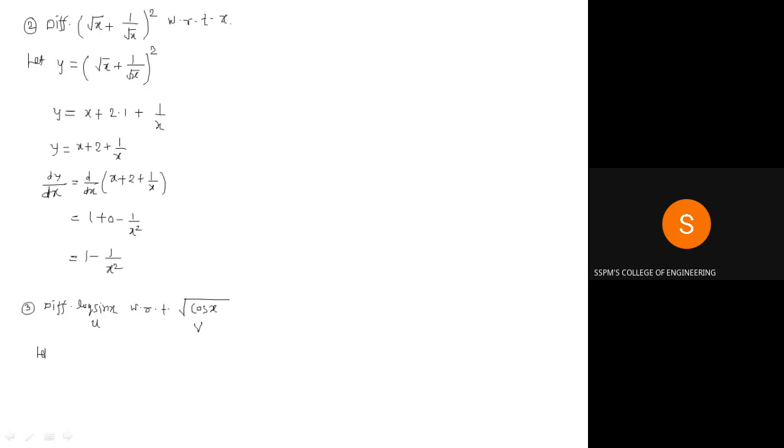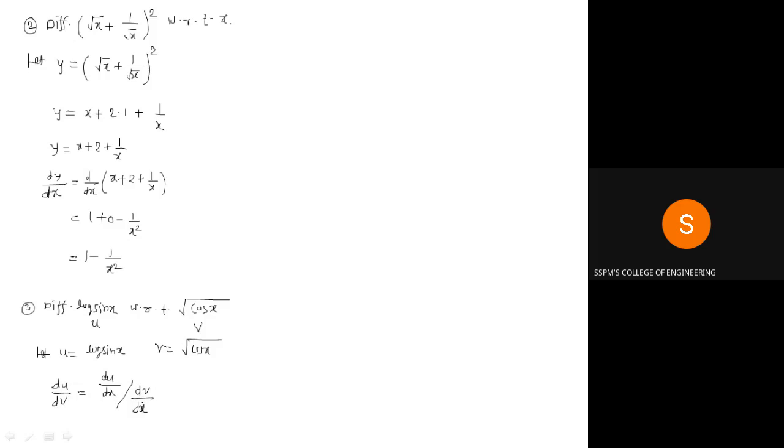So let u is equals to log of sin x and v is equals to root of cos x. So the question is differentiating u with respect to v, meaning du by dv. That is its meaning. And du by dv means what? It is nothing but du by dx upon dv by dx. You write it like this.